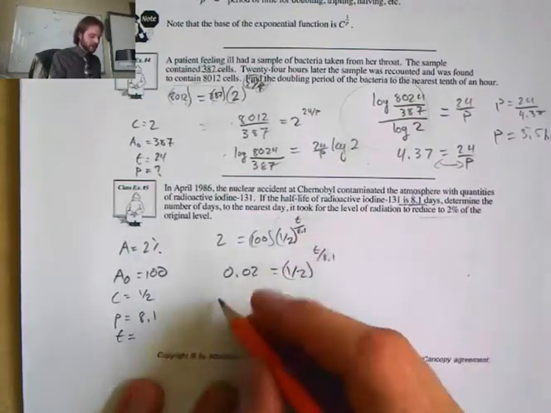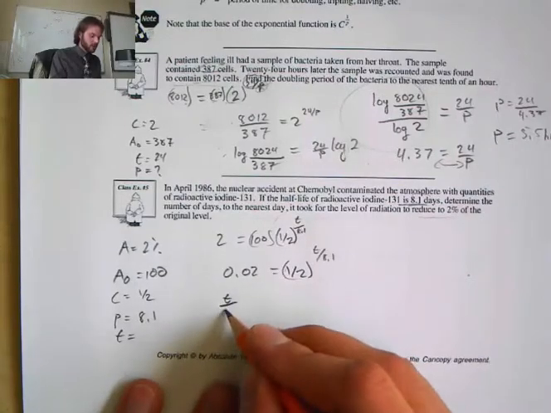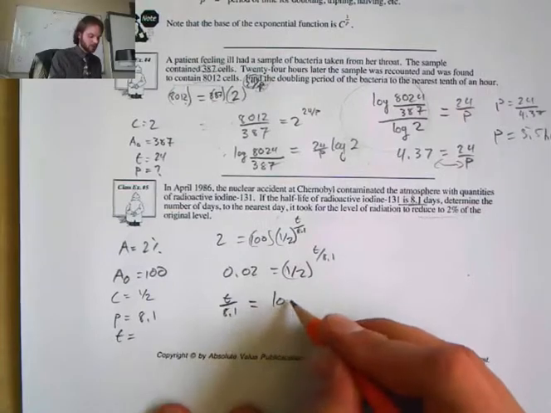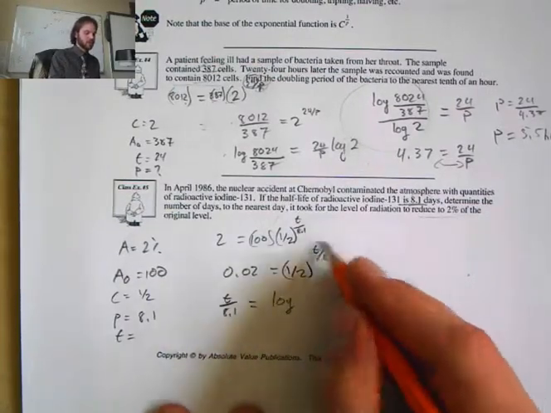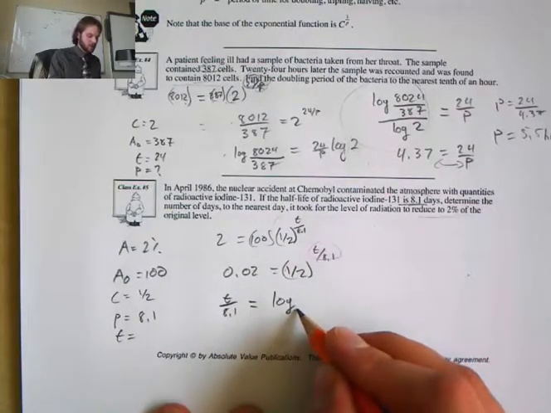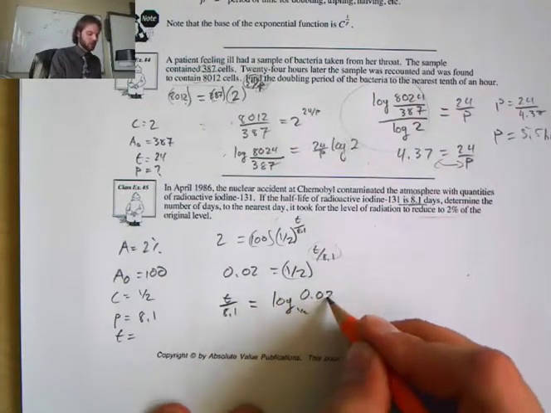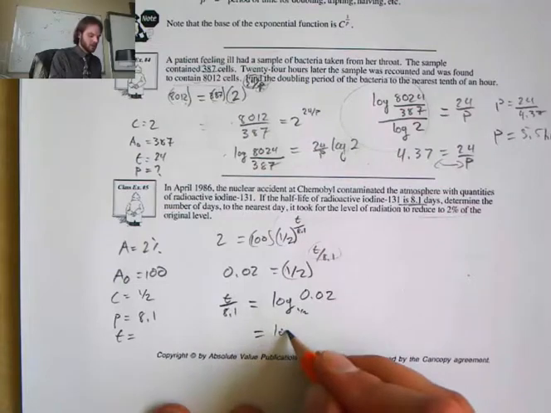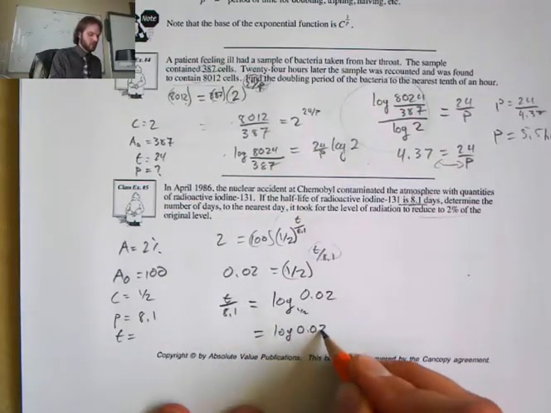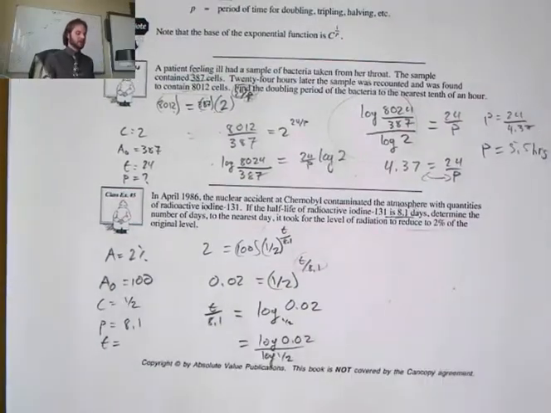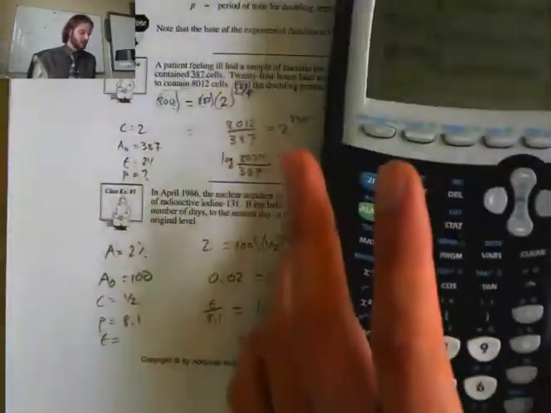So we're going to have T over 8.1 is equal to log, because remember we're solving for that, base 1 over 2 of 0.02, which is the same thing as log 0.02 all over log 1 over 2. Okay, so let's plug that in, see what we end up getting.